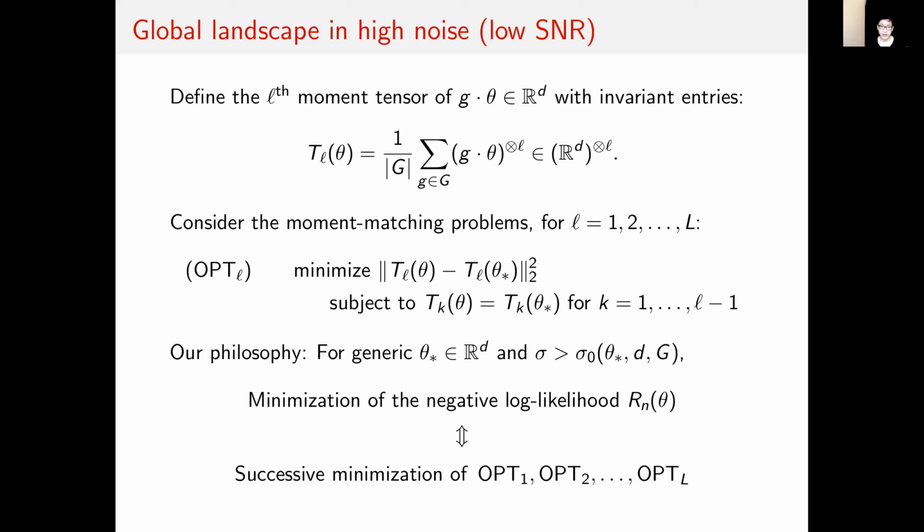We define the moment matching problem opt sub L to be the problem of minimizing the difference, the L2 norm, between the Lth moment tensor of theta and the Lth moment tensor of the unknown signal theta star, subject to all lower degree tensors already matching. Our philosophy is that minimizing the negative log likelihood is roughly equivalent to successively minimizing these moment matching problems.